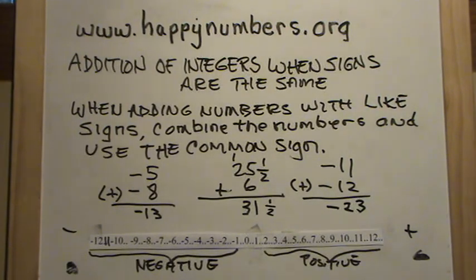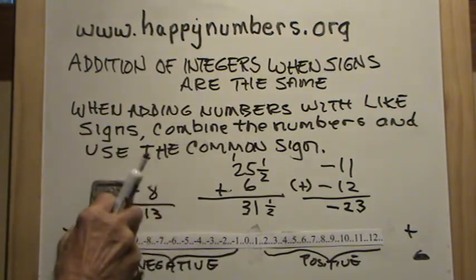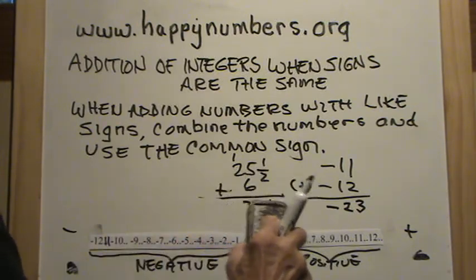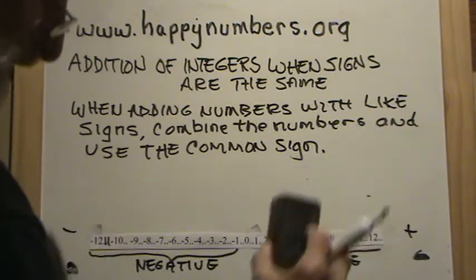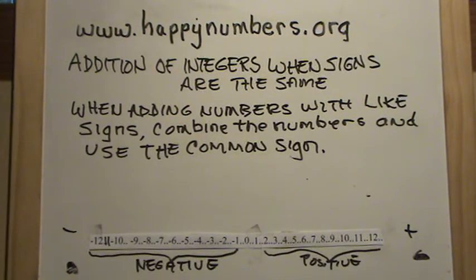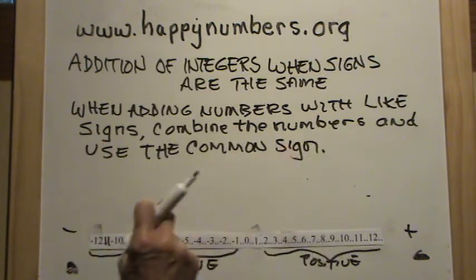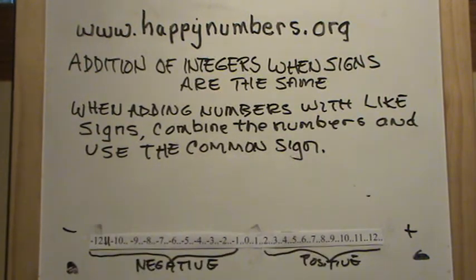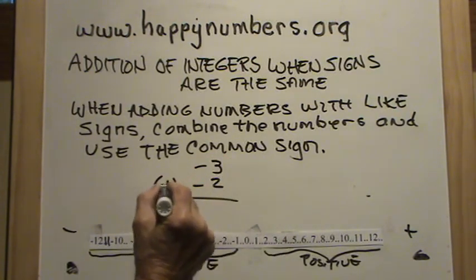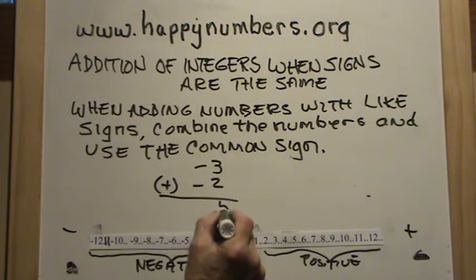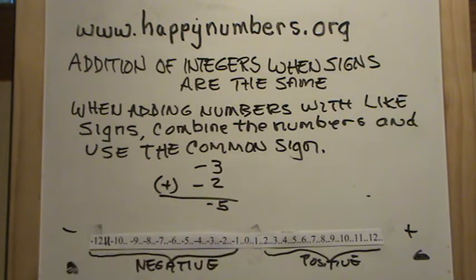Well, that's it. That's all there is to that skill. When we are working with integers, positive and negative numbers, if we are adding them and the signs are the same, we just combine the numbers and use the common sign. -3 and a -2, we're adding those. Signs are the same. 3 and 2 is 5, and we use the common sign, which is a negative. And we can see it on the number line. -3, and then we move a -2, we get a -5.